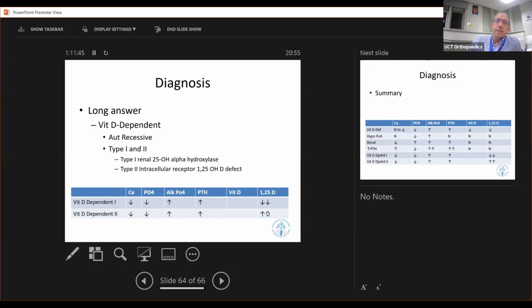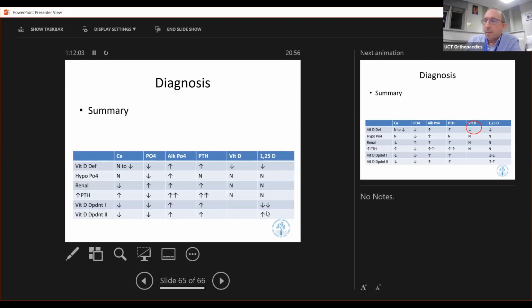I think what matters is that either you do not have the active vitamin D form, where it is down, you haven't metabolized it, or you do have it, but it is not having any effect on the target organ.